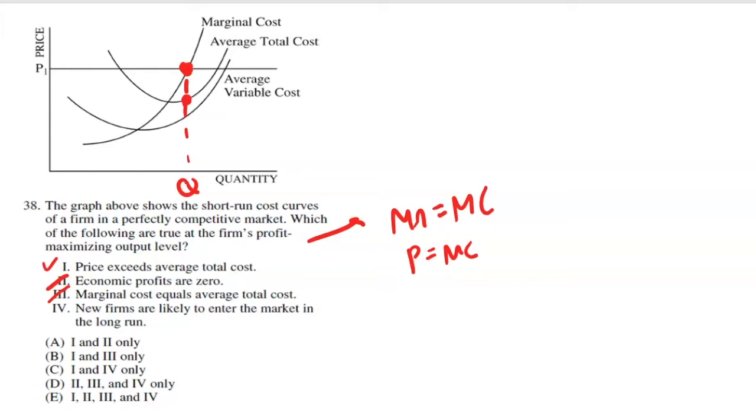Number 4, new firms are likely to enter into the market in the long run. Well, remember, in the short run, if a firm is making a profit, firms have an incentive to enter into the market. If a firm is making a loss, other firms have incentives to leave the market. Here, because our ATC is below our price, this firm is making a profit, and because of that, other firms are incentivized to enter in the long run. So 4 is also correct. Now we just have to find the answer choice that says 1 and 4 are the correct answers, and that should be answer choice C.